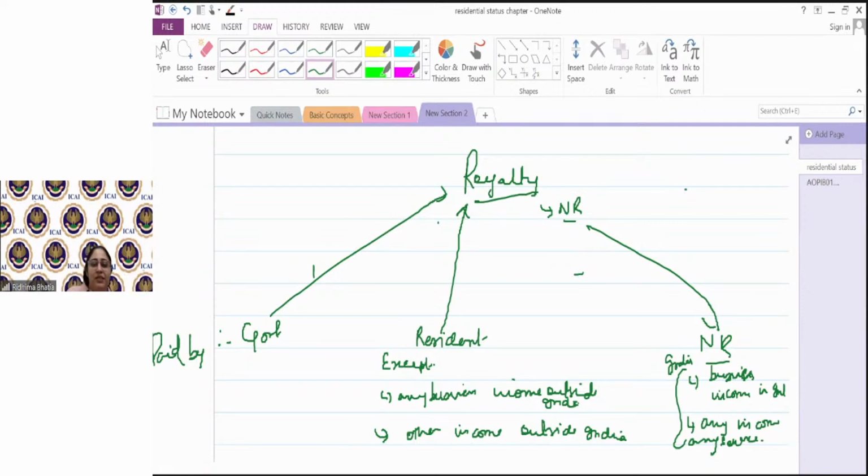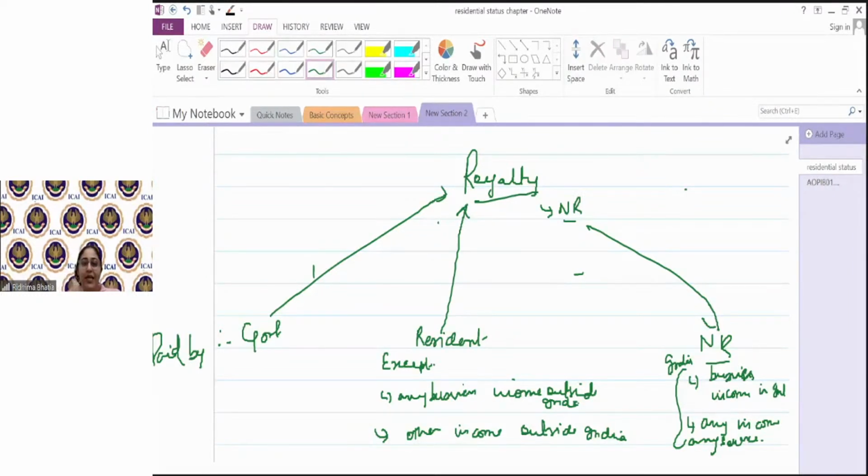Simple. When the royalty is paid or payable by a resident, it would always be taxable in the hands of non-resident or other person, provided the royalty which is paid for any right, information, formula, etc., is not used for any business income outside India or any other income outside India. In case of non-resident, it would only be taxable when it is used for the purpose of earning any business income in India or any income from any source in India. Now you will say, ma'am, this and interest is the same.